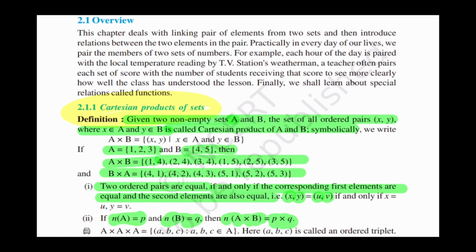Now, if you take the same set A and do a Cartesian product of it with itself, then what we get is a triplet (a, b, c), where a, b and c all three belong to the same set A. So this is the general overview. Now let's see a question and we'll understand better how to do it.